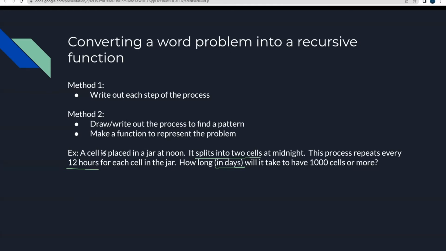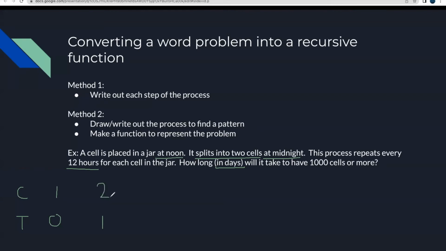So what this is saying is, okay, it starts at noon and then splits into cells at midnight. Okay, so at noon, let's say that's 0. Let's put our time here and then cells here. So at time 0, we have 1 cell. And then at midnight, we're going to say that's 1 because 12 hours have passed. We're going to put that as our 1 unit of time here.